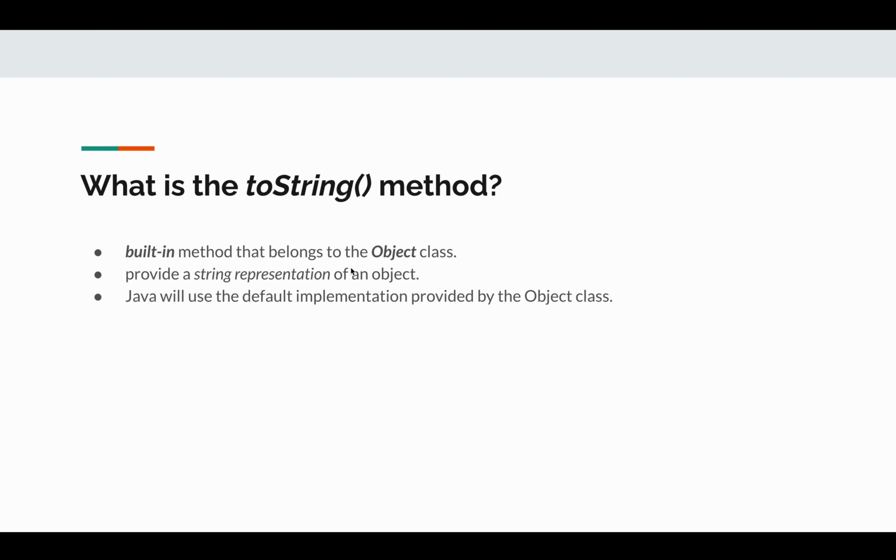But before that, let us quickly see what this method is. So, what is the toString method? It is a built-in method and it belongs to the Java Object class. This method provides a string representation of an object, meaning it converts the object to a string. And if a class does not override the toString method, then Java will use the default implementation provided by the Object class. So this was the quick overview of the toString method.